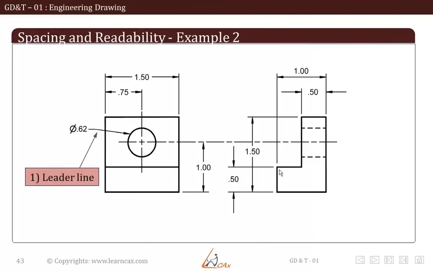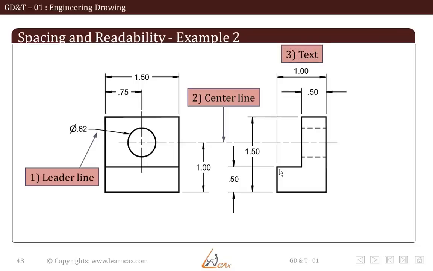First is the leader line. As we were discussing in our previous slides, the angle of the leader line should be between 30 to 60 degrees. In this example, the leader line falls below 30 degrees from the horizontal, so this should be avoided. Here you can see the center line is connected through both the views, which is a mistake.